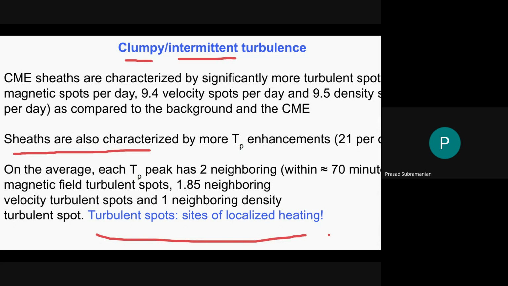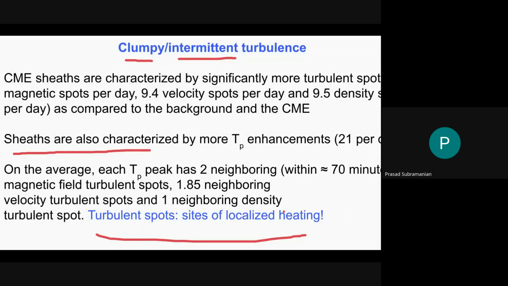So if someone asks you, what are these turbulence spots you're talking about? One way of answering this is to point to the wavelet spectrum and everything. The other way of answering it is, well, these turbulence spots are sites of localized heating. Localized heating of what? Well, protons, most likely electrons also, but electron data is much messier, so we chose to look at the protons first. So physics-wise, this is the most interesting result.